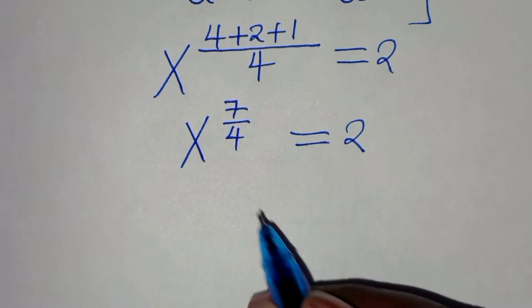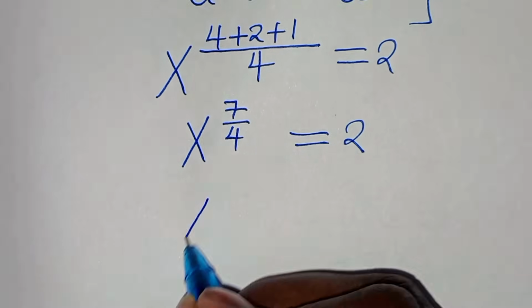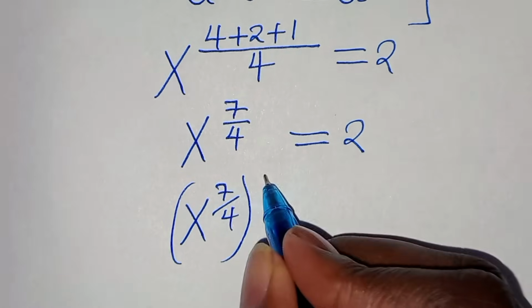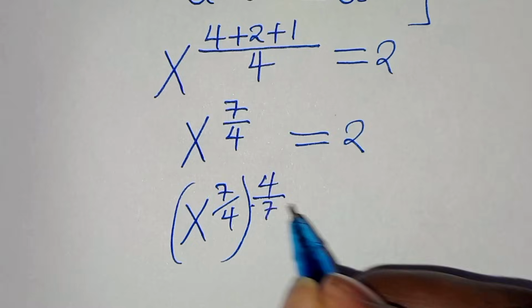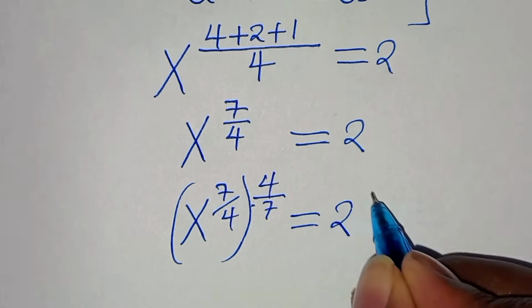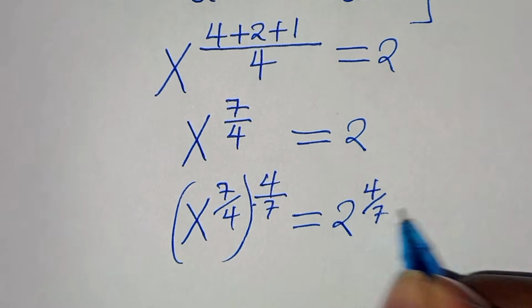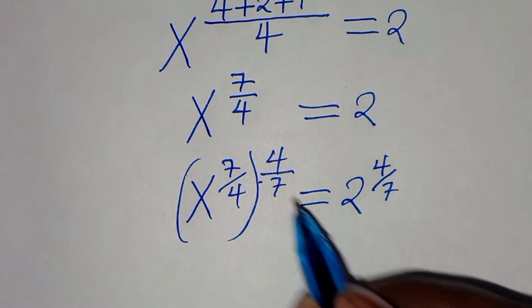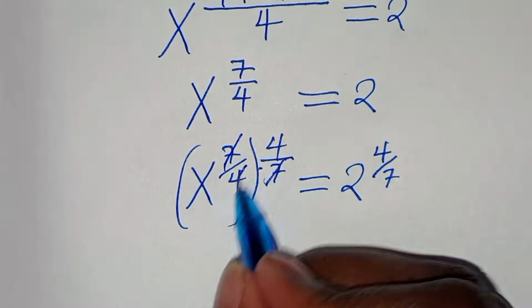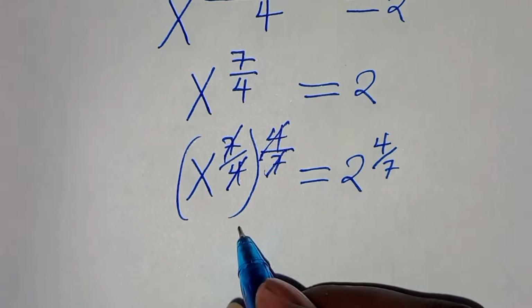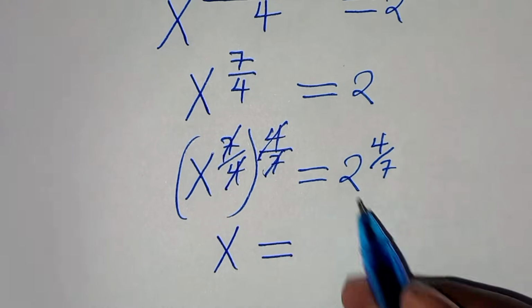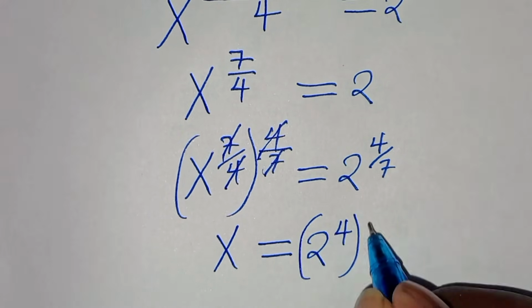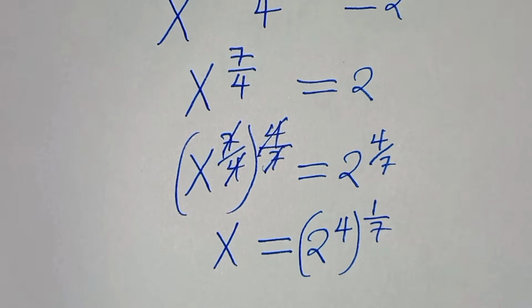Now, to solve for x here, let's multiply both sides by 4 over 7. So we have 4 over 7 here, and this is equal to 2 raised to the power of 4 over 7. Let's simplify here. 7 and 7 simplify, 4 and 4 simplify, so that we have x is equal to 2 to the power of 4 raised to the power of 1 over 7.